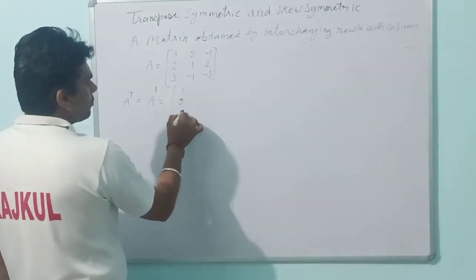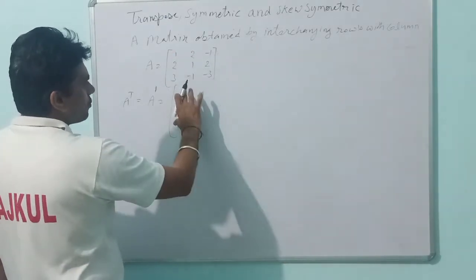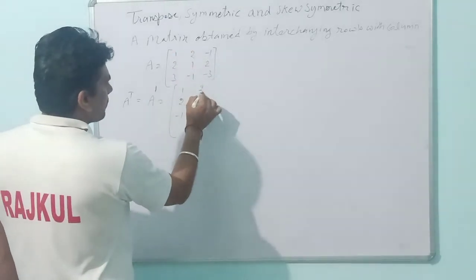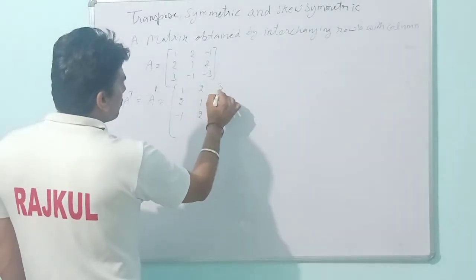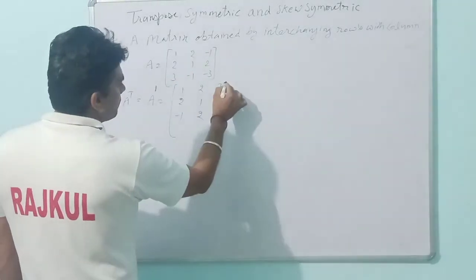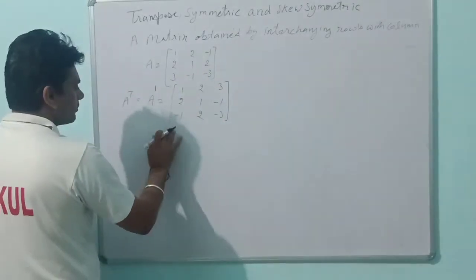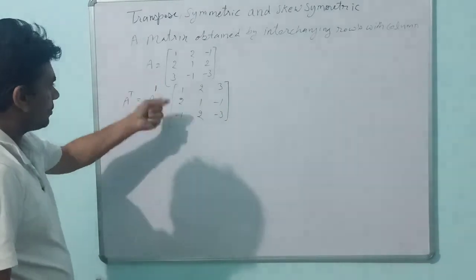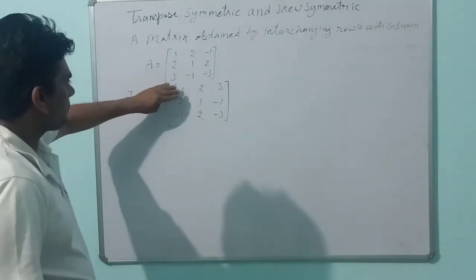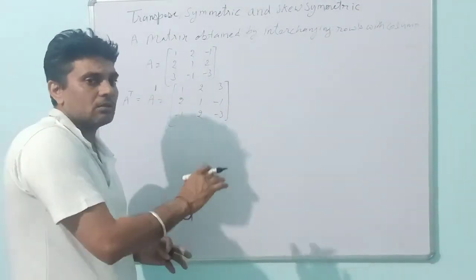1 2 minus 1. This row becomes column. Again this row becomes column. Again this row becomes column. This is very simple. Only change rows with column.